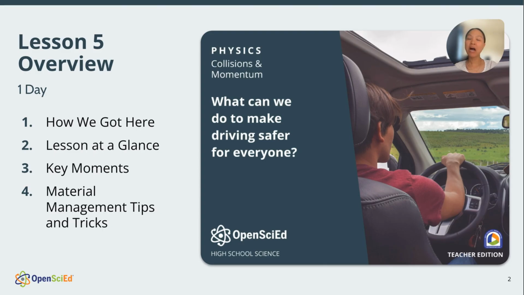In this video, I will give an overview of Lesson 5 and wrap up with some tips and tricks. Now, Lesson 5 ties in kinematics and dynamics in order to make sense of the variables that play a role in avoiding a vehicle collision. The electronic exit ticket at the end of this lesson assesses the science practices and ideas developed over lessons 2 through 5.